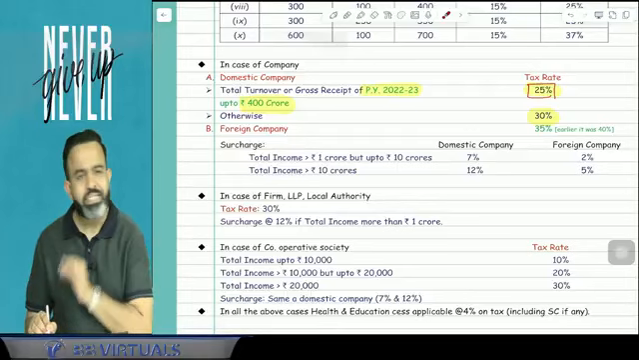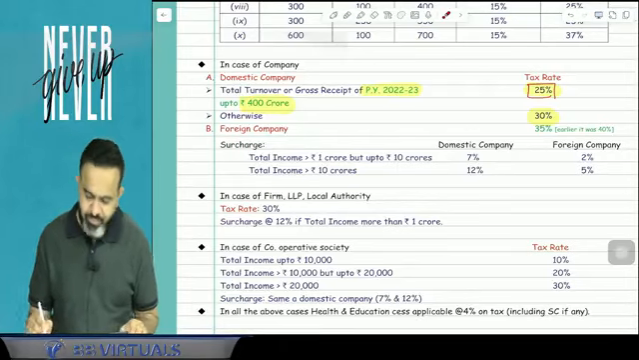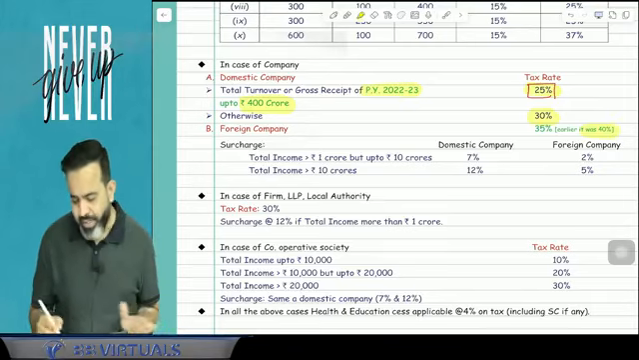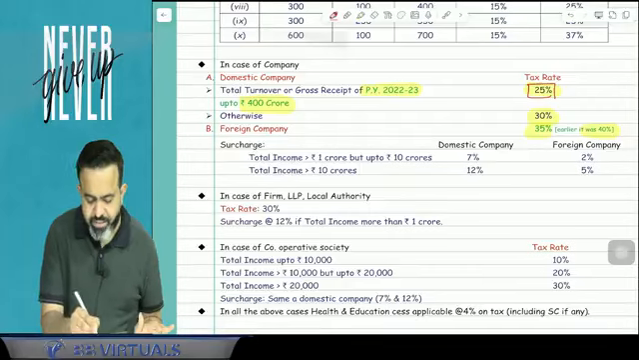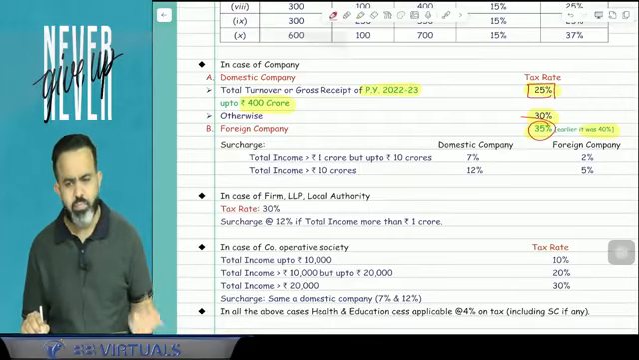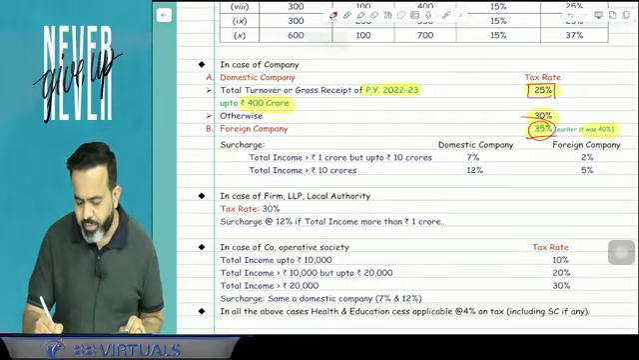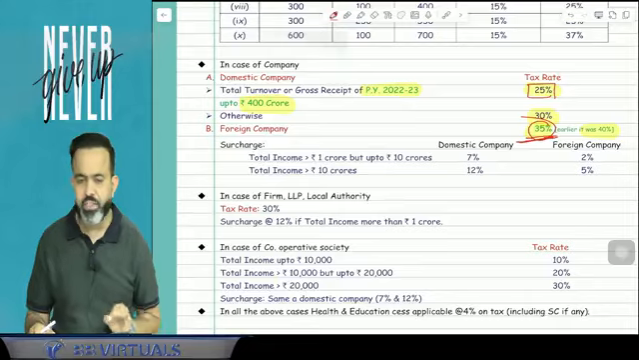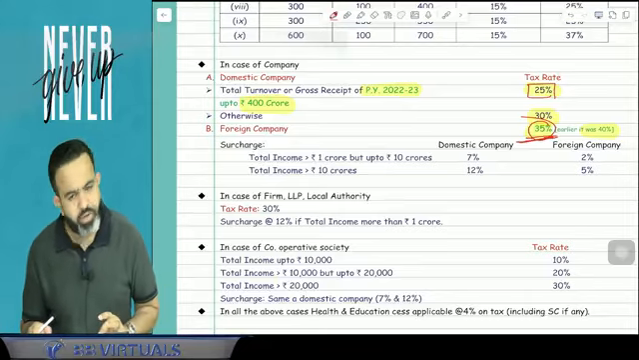Now guys, there is one more change in the tax rate of a foreign company. Earlier the foreign company tax rate was 40%, but now it has been changed. Now the foreign company tax rate is 35%. So remember, for your examination, in case of a foreign company, your tax rate is 35%.